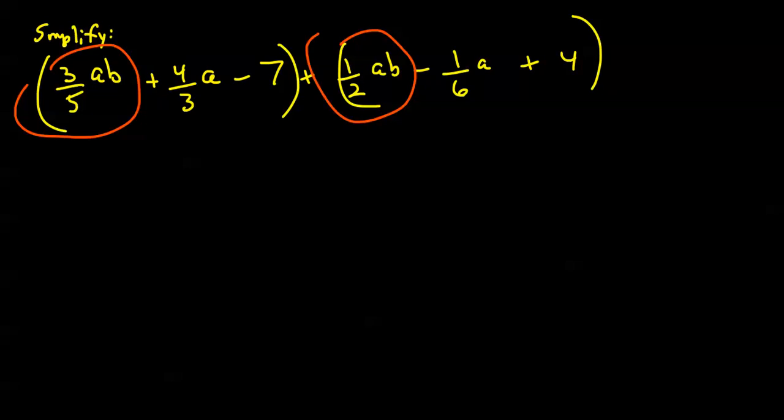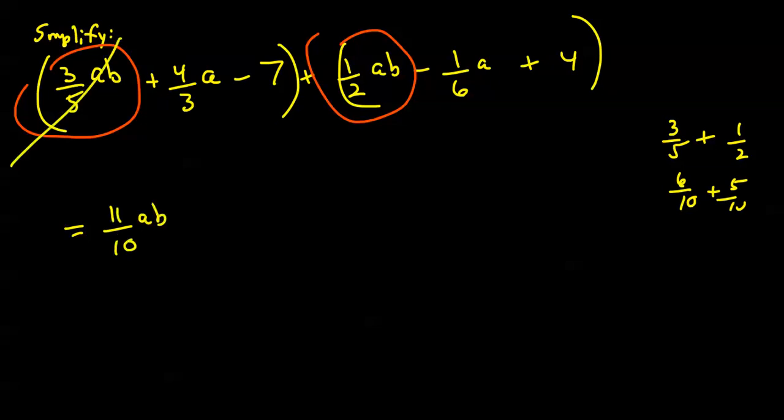The AB terms are like terms that can be combined by adding the fractional coefficients. Alright, let me do that first. 3/5 AB plus 1/2 AB. Well, 3/5 plus 1/2 is really 6/10 plus 5/10, getting a common denominator, and that adds up to 11/10 times AB. Alright, that takes care of the AB terms.